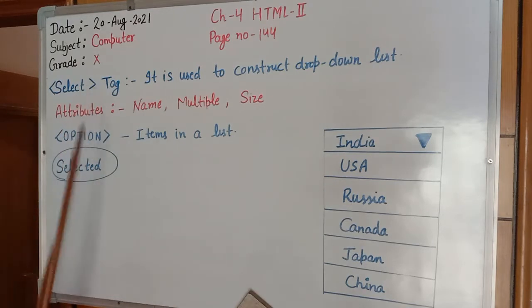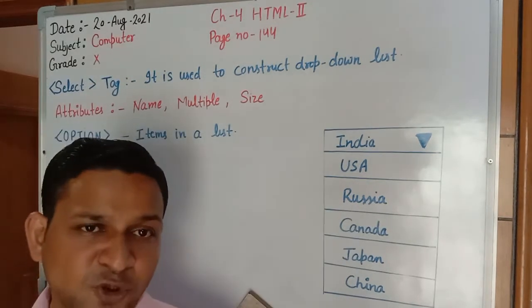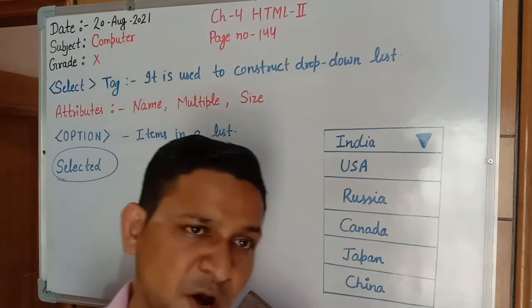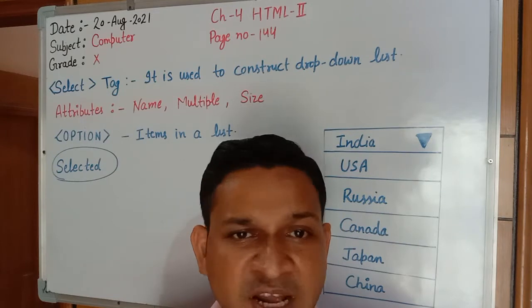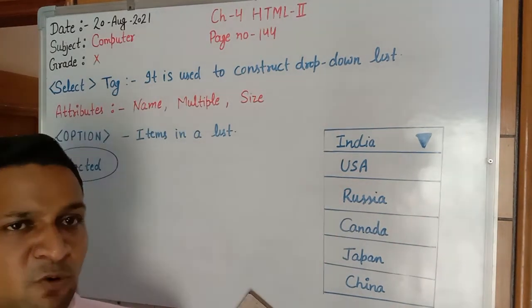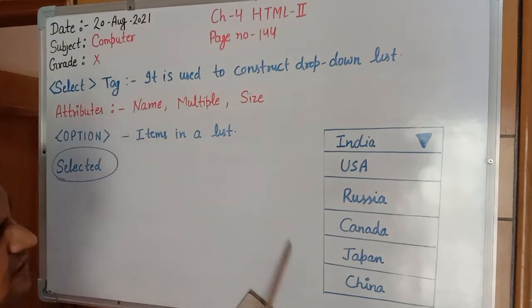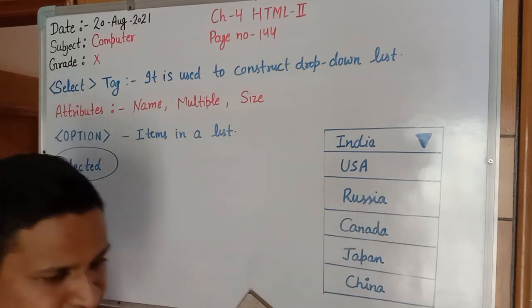Today's topic is the select tag. What is the use of the select tag? The select tag is used to prepare a drop down list. It means we have a number of items and we want to prepare a list. We can make a drop down list with the help of the select tag. You can see the example here. Here are 6 items in a list: India, US, Russia, Canada, Japan and China.